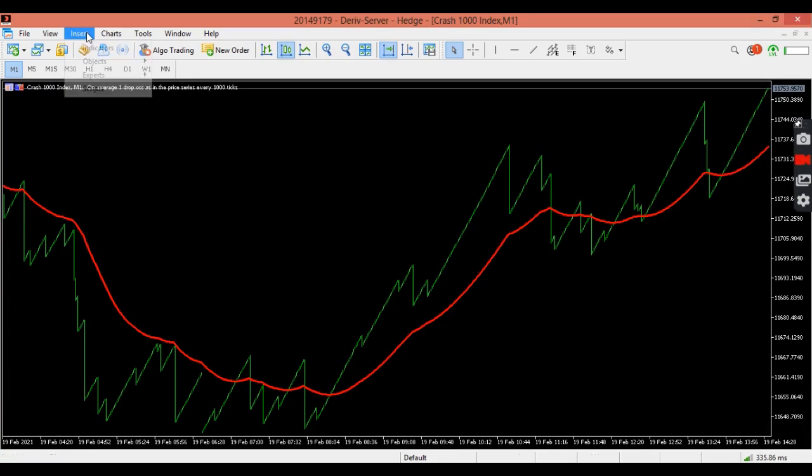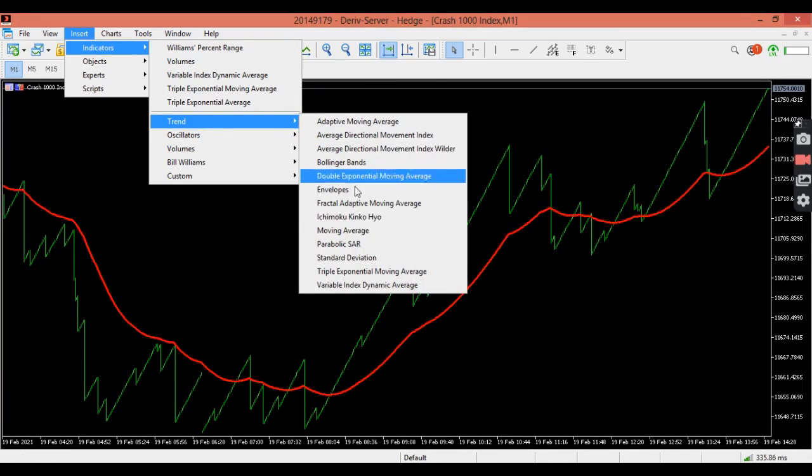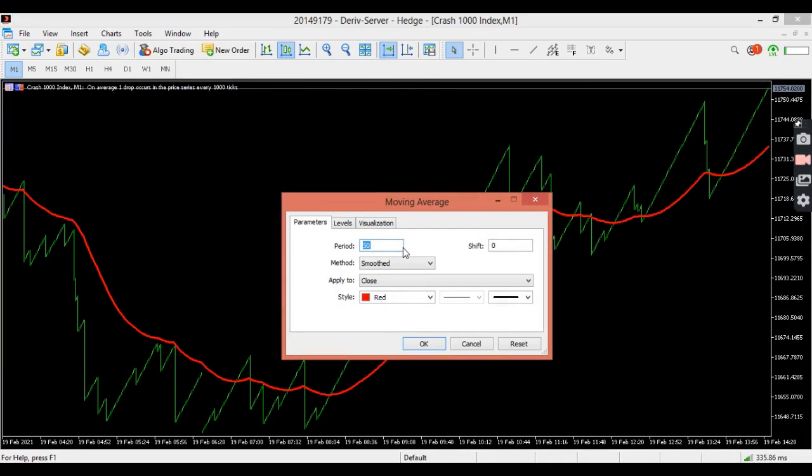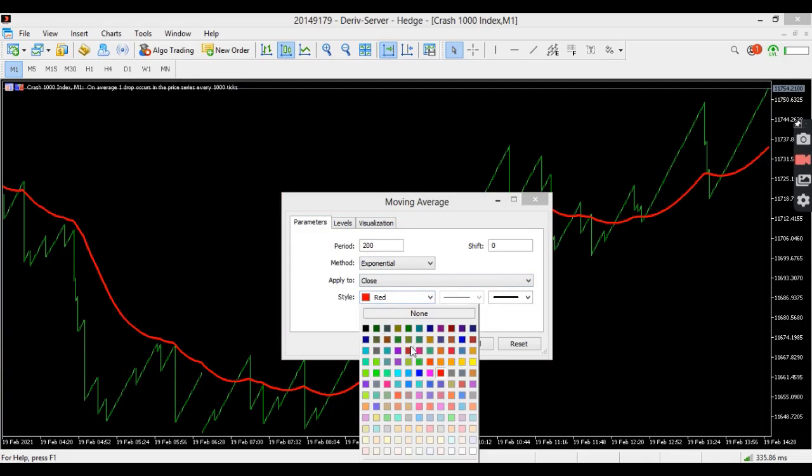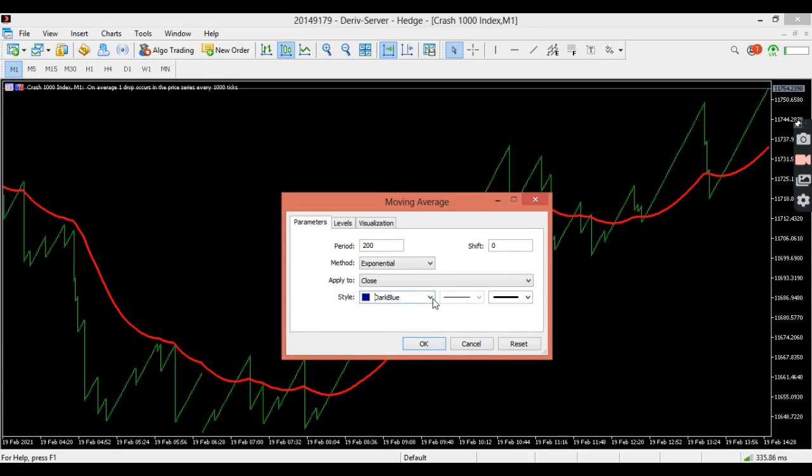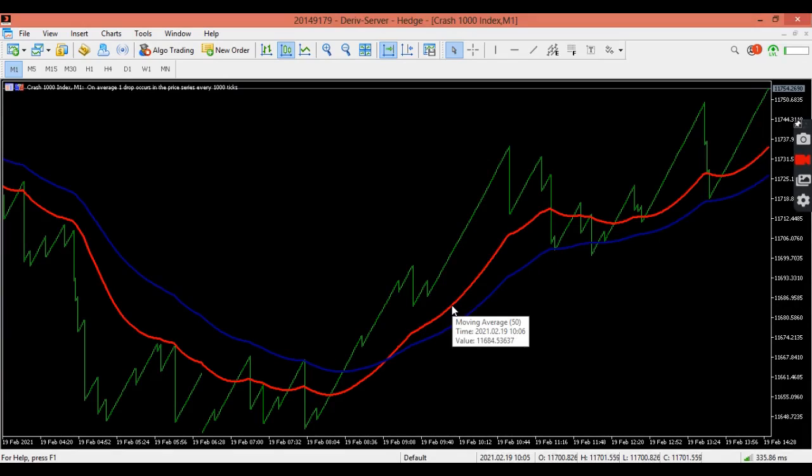Then we'll put our second indicator, another moving average. The second indicator is the 200 moving average. Method exponential, apply to close, color blue, 2 pixel. Let me leave it at 2 pixel.